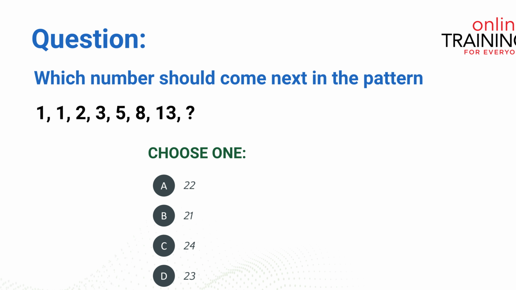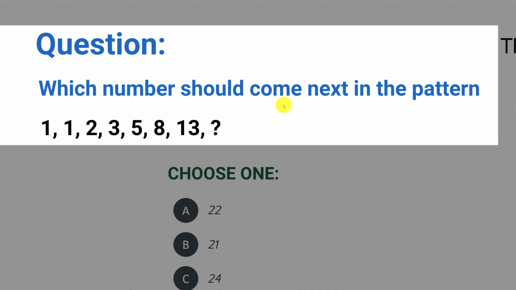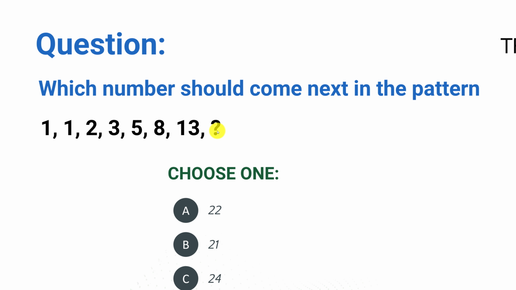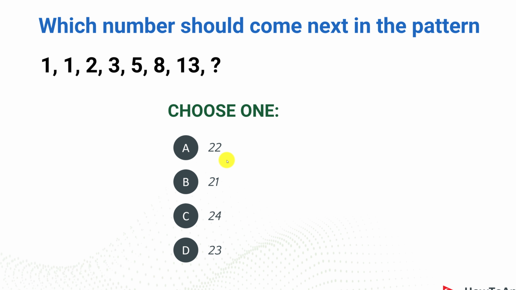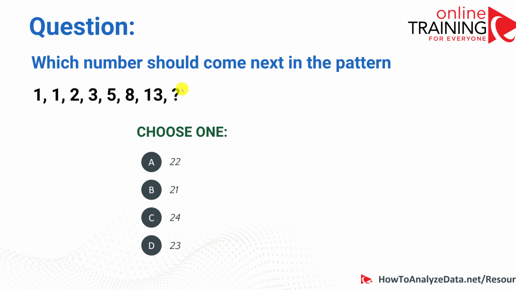Now let's look at another pattern type question. Which number should come next in the pattern? And then you have a pattern of numbers: 1, 1, 2, 3, 5, 8, 13. So let's first determine what's the pattern here. Obviously there are 4 choices, but the result here is calculated based on the pattern that we would need to determine. Which one do you guys think is the right one here?